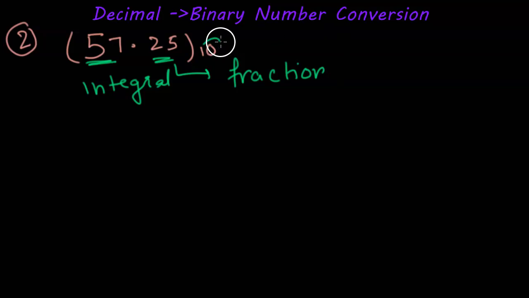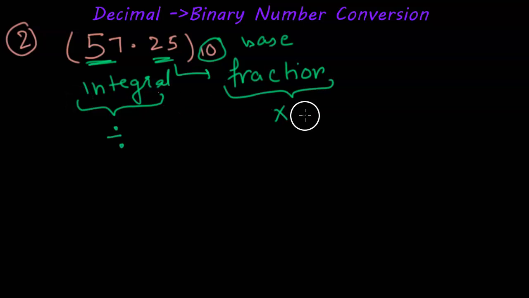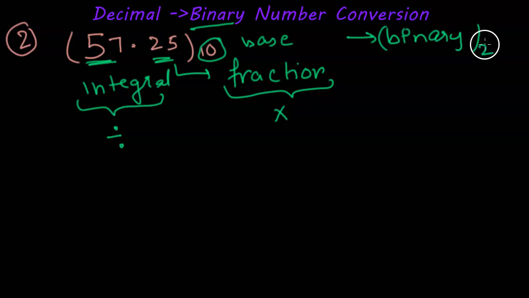And here we have 10 as my base. So the rule over here is we need to divide the integral part, and for the fraction part it is multiplication. What we multiply by is the base that we want to convert to. So we want to convert to binary, which has a base 2. So we'll be dividing the integral number by 2 till we get the quotient equal to 0, and we're going to keep a note of its remainder. Similarly, we're going to multiply the fraction by 2 till we are not able to multiply by 2 anymore.